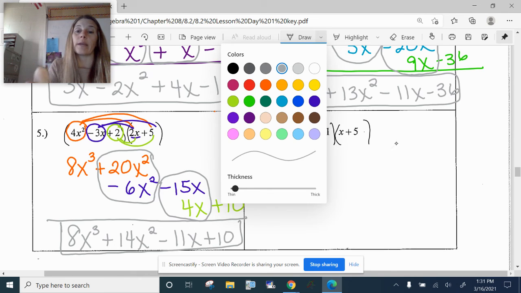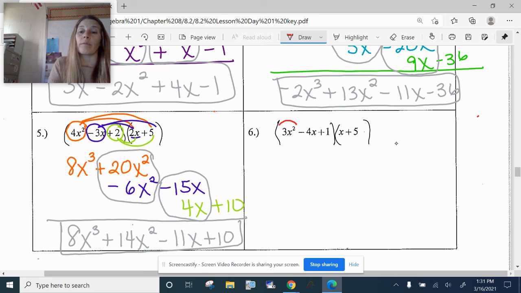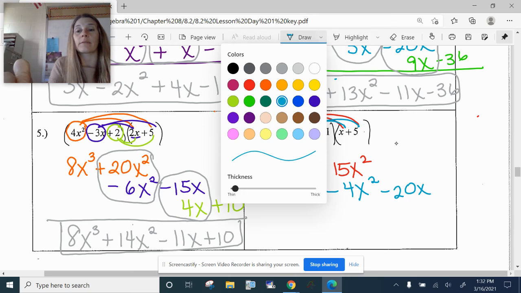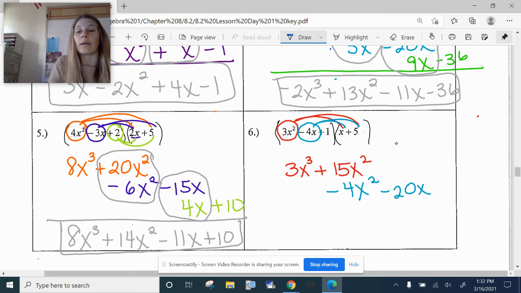All right, one more on this page. We got 3x squared. We're distributing to both the x and the 5. So 3x squared times x will be 3x cubed. And 3x squared times the 5 will be 15x squared. Then we're distributing this negative 4. So we're going to get negative 4x squared and negative 20x. And then we're distributing the 1, and we're just going to get 1x plus 5.